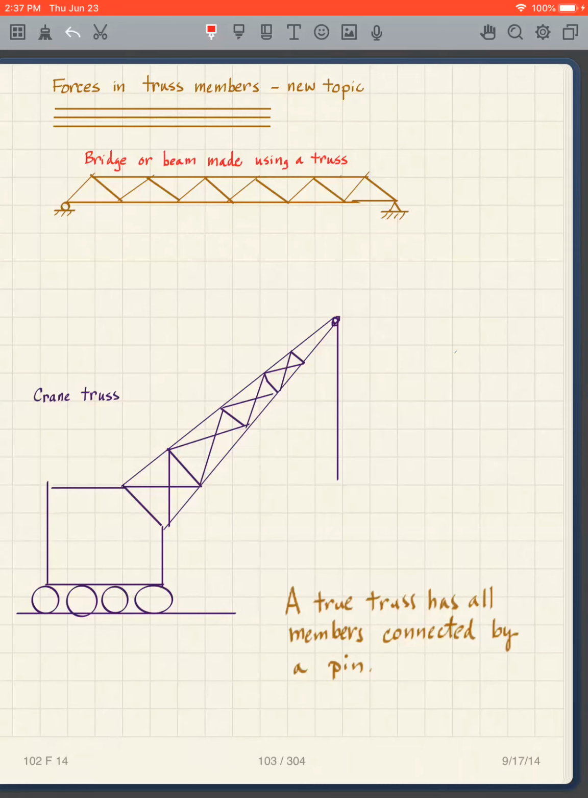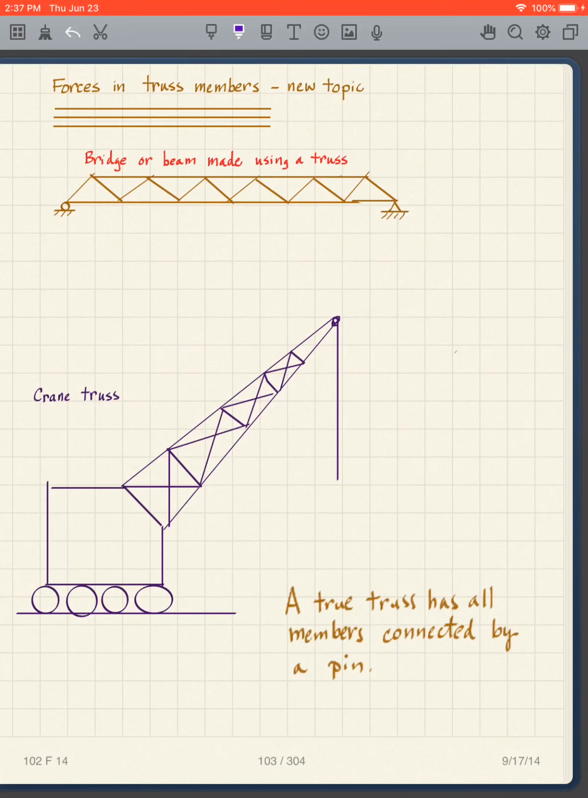Okay, to this point, we have found the reactions, meaning the forces at the supports. Now, the next big topic we're going to cover is the forces in the truss members themselves. In other words, each truss has a lot of different members, and now we want to know what the forces are in each member.